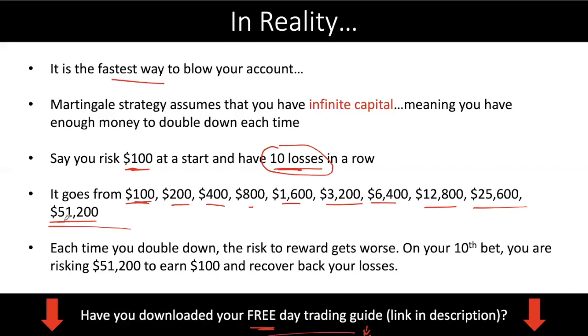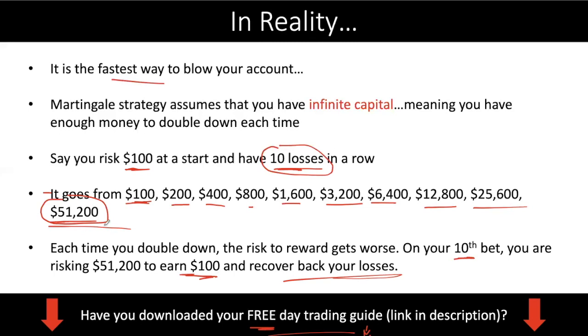Every time you double down, what happens is that your risk to reward gets worse. In this example, I have 10 trades. Let's say you lose 10 trades in a row. On your 10th bet, which is a bet of $51,200, you are basically risking $51,200 to earn $100 and recover your losses. Now, the question is, does that sound like a good risk to reward to you? Personally, I think no. In fact, everybody should agree that it's no. It's not a good deal.